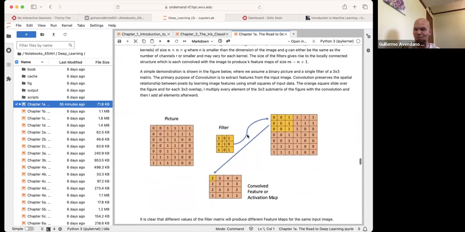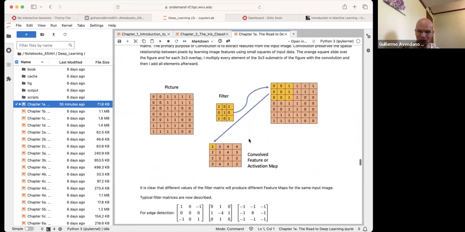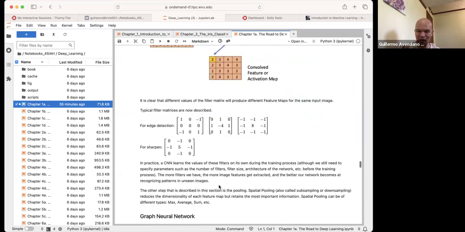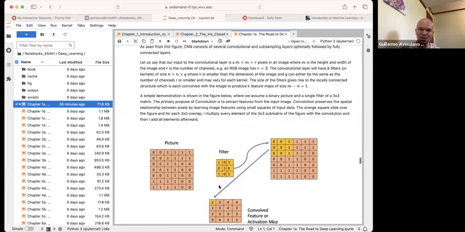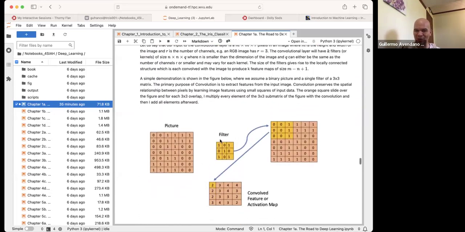So this is an example of a convolution. And here I'm doing, and I think I'm doing here, probably not here, not in this notebook. Here I have this filter and I have this picture. The picture, in this case, is black and white. So we have zeros for black and ones for white, or vice versa. And I have this filter, one filter.